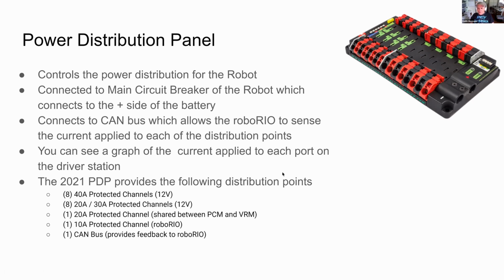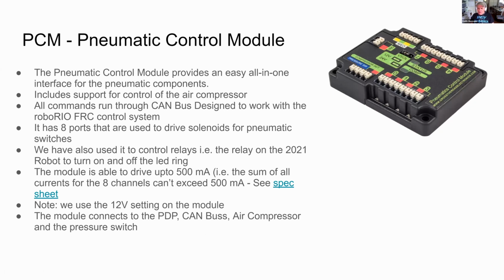Okay. The next unit that we have in the robot that's, again, fairly important is the PCM, or Pneumatic Control Module. And basically, this unit connects up to the power, again, black for ground, red for the positive side of the voltage. And basically what this does, this goes and controls the compressor, the air compressor that we use for any pneumatic element on the robot. So the compressor gets wired up to here.